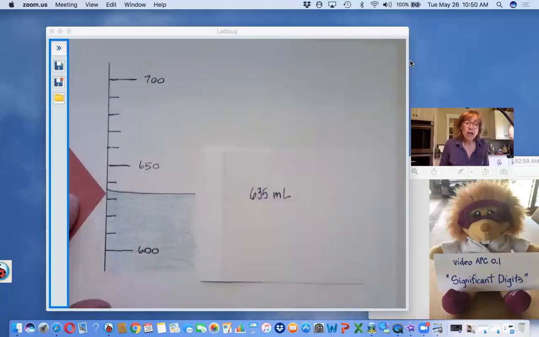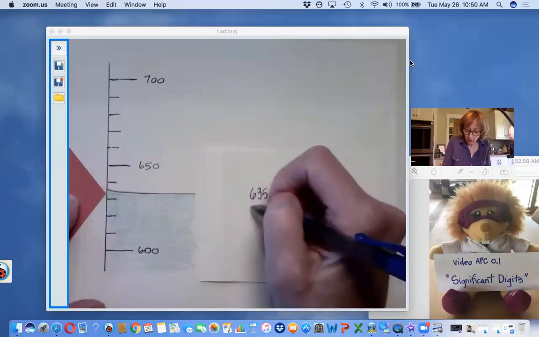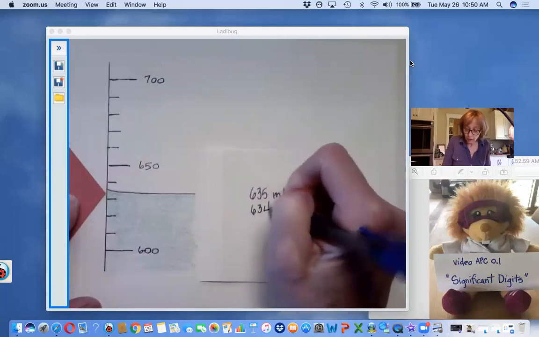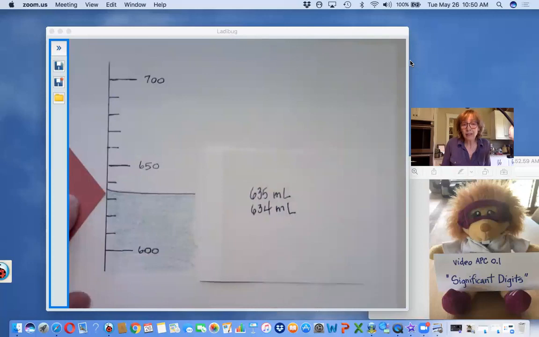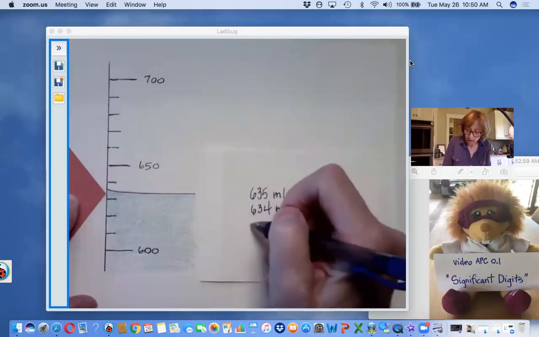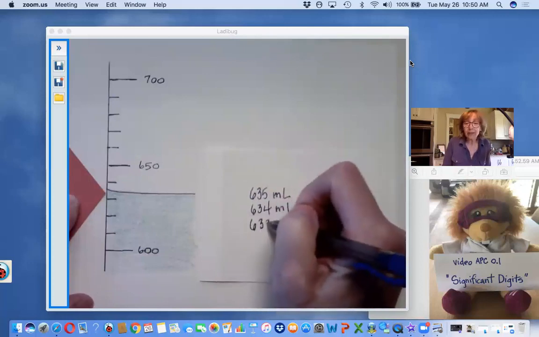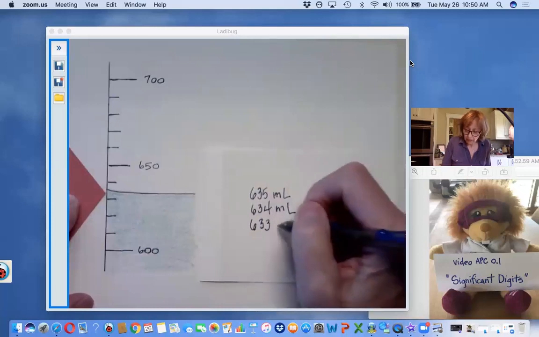But their lab partner may come along and say, I don't think that meniscus is right in the middle between 630 and 640, so I'm going to call it 634 milliliters. And yet another person might come along and say, it looks to me like 633 milliliters.